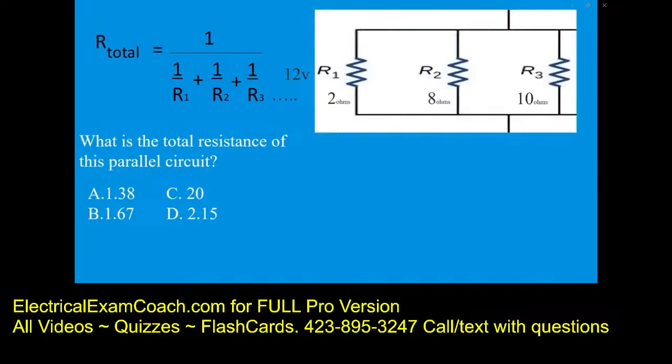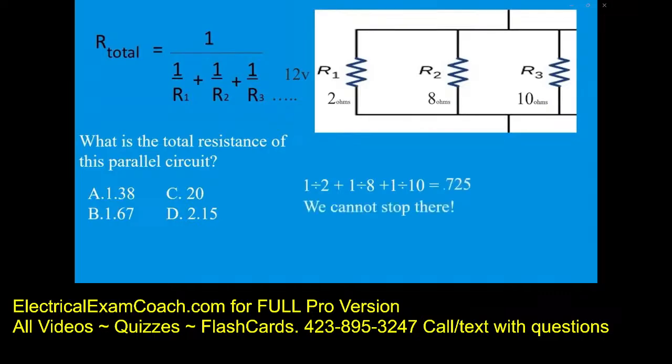And we see that our smallest resistor is 2, so we know right away that C and D are incorrect. It's going to be either A or B. So let's move forward. We take 1 divided by 2 plus 1 divided by 8 plus 1 divided by 10.